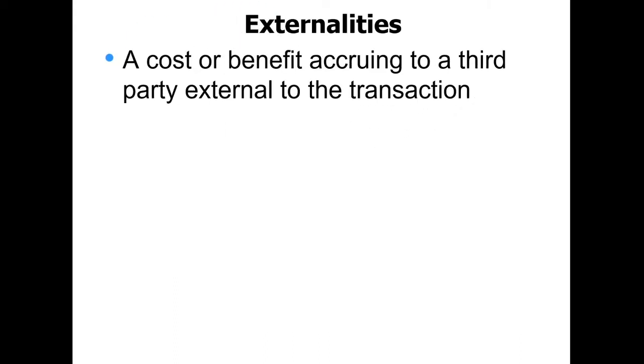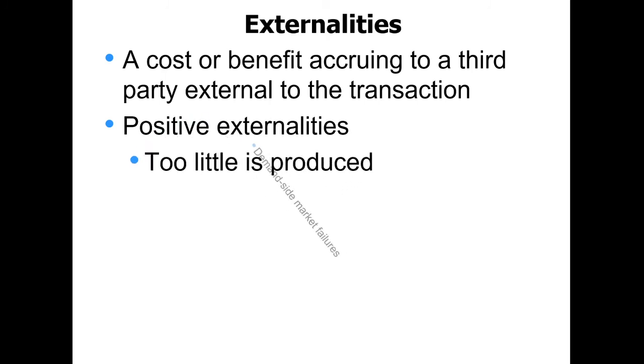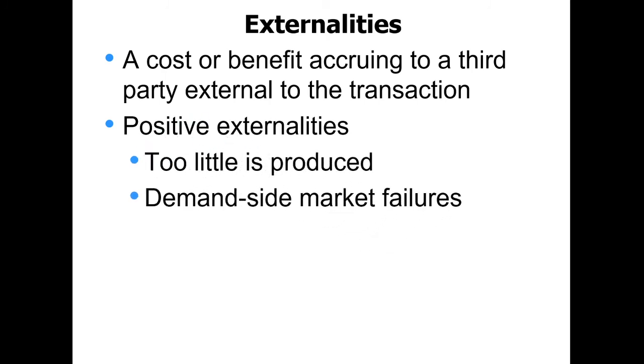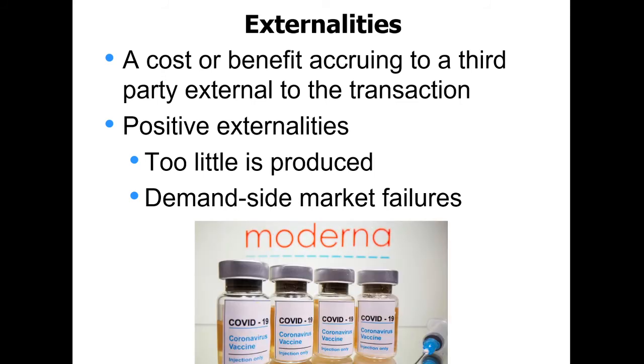Now, the next type of externality, again, we talk about the benefit. Positive externality, too little is produced, and it's a demand side failure. An example of that would be a vaccination. The flu vaccination is one I've talked about in the past, right? If everybody gets the flu vaccination in school and I don't, I benefit from it. I haven't purchased it and I'm not the producer of it, but I would benefit from it because everyone else has gotten it, which means there wouldn't be enough available.